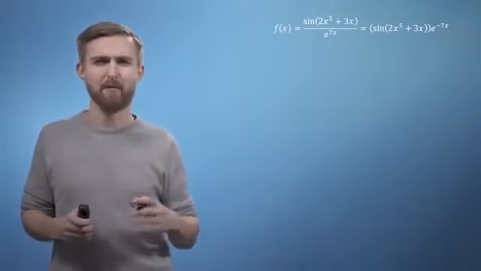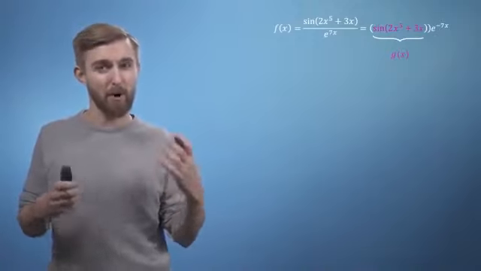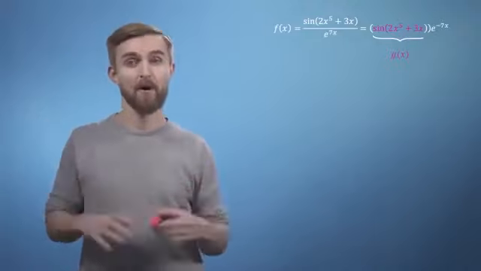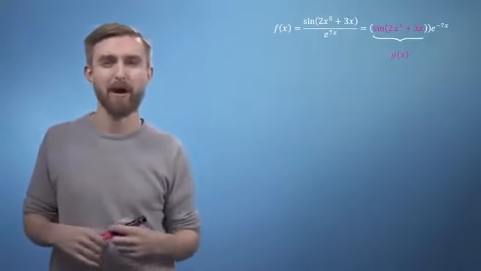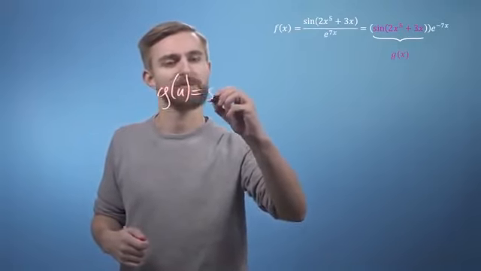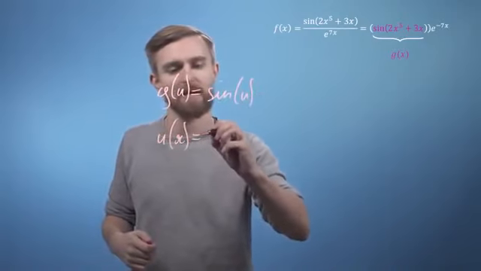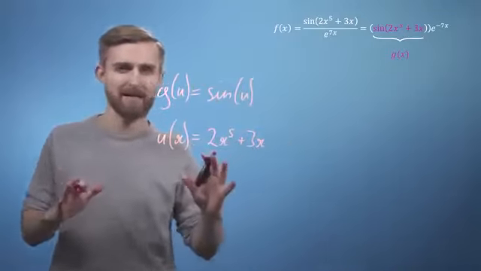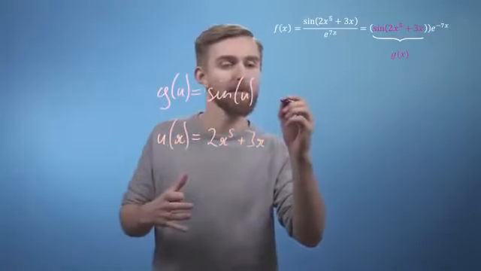Let's start with the first part, which we can call g of x. We've got the trigonometric function sine applied to a polynomial 2x to the 5 plus 3x. This is a classic target for the chain rule. So, all we need to do is take our function and split it up into the 2 parts in order to apply the chain rule. So we can take g of u equals sine of u, and u of x equals 2x to the power of 5 plus 3x. Now we've got these 2 separate functions, and we're going to want to differentiate each of them in order to apply the chain rule.